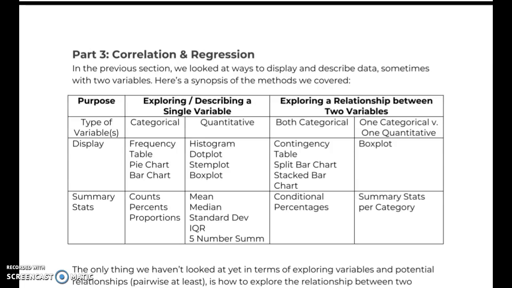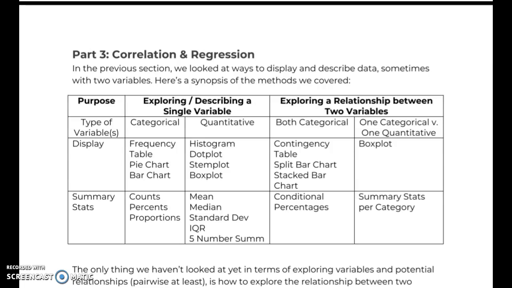For the quantitative data, there's a number of things you can calculate. We can calculate the mean, the median, the standard deviation, the IQR, the 5-number summary, among others. So you can see with quantitative data, there's a lot more different things we can calculate, and those would be our summary statistics. Then we also looked at comparing two or more variables, and what we focused on so far was looking at either two categorical variables or one categorical versus one quantitative variable.